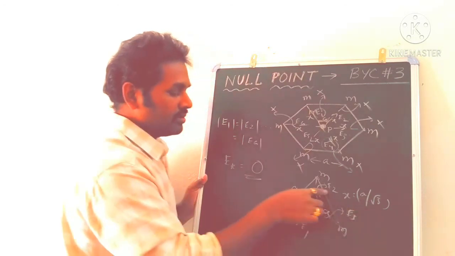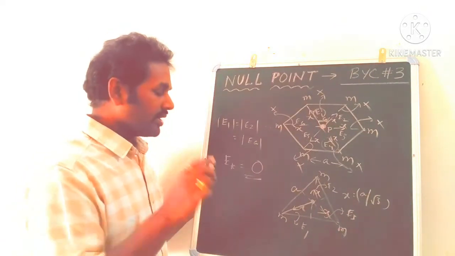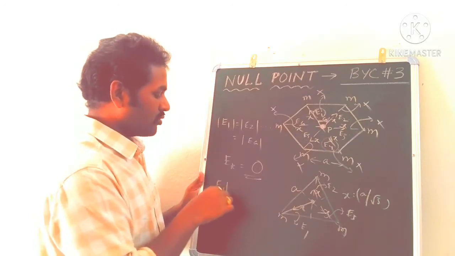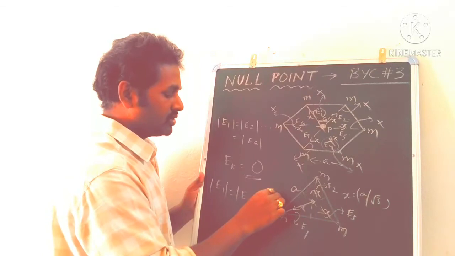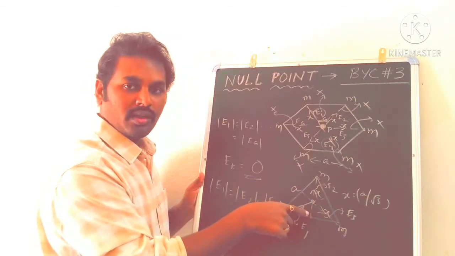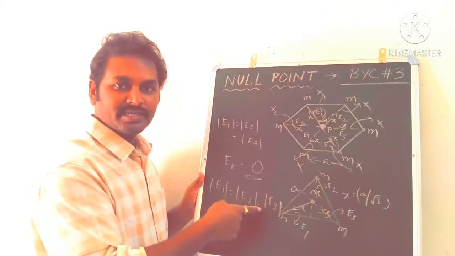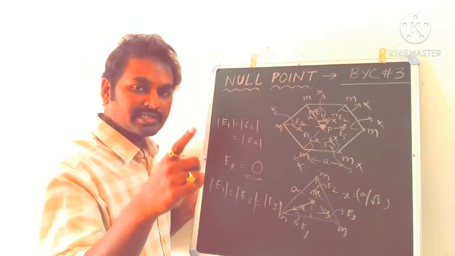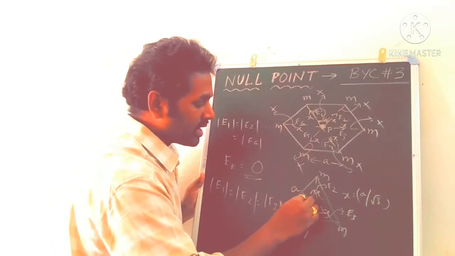You can see 3 vectors which are acting at the same point. All they are equal in magnitude. Again, the same thing. E is equal to magnitude of E1 is equal to magnitude of E2 is equal to magnitude of E3. Because the masses are equal and the distance from the point to the mass is constant, you will get their magnitudes are equal. And if 3 vectors are acting at a point, if they are equal in magnitude and they are making how much angle?